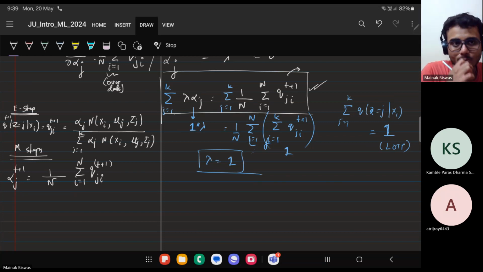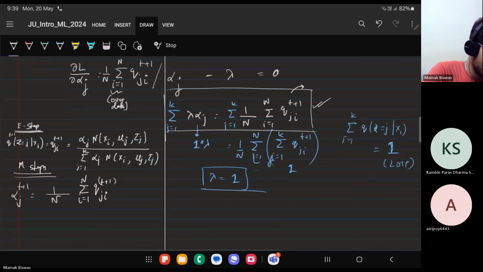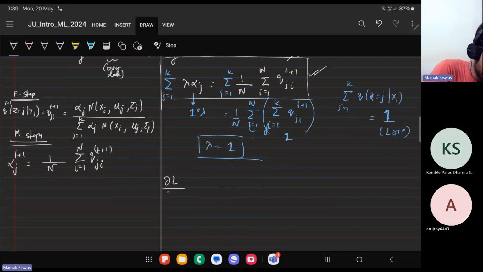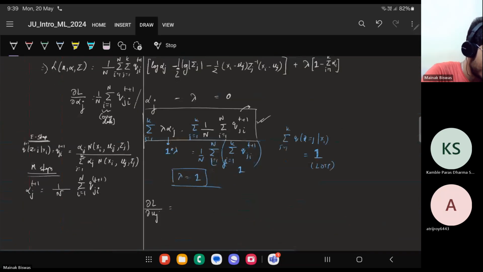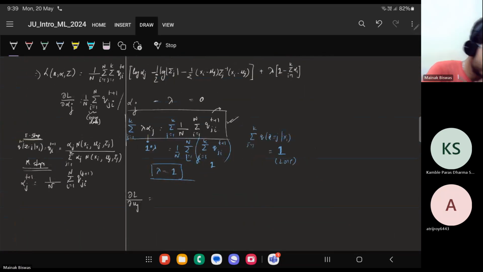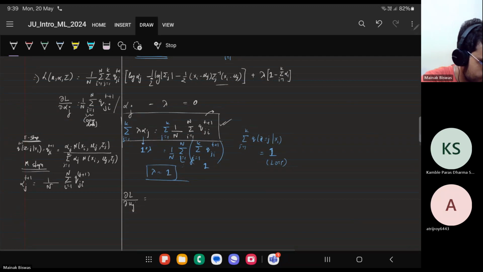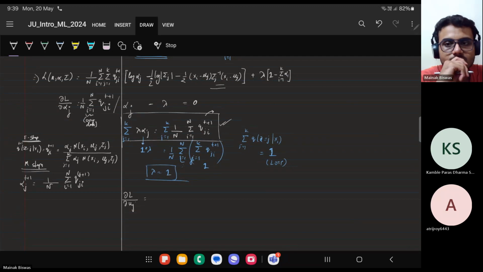Okay. Next, what will I find? dL by d mu j. Tell me what dL by d mu j will be. Look at this equation. Is my internet connection okay? Yes.